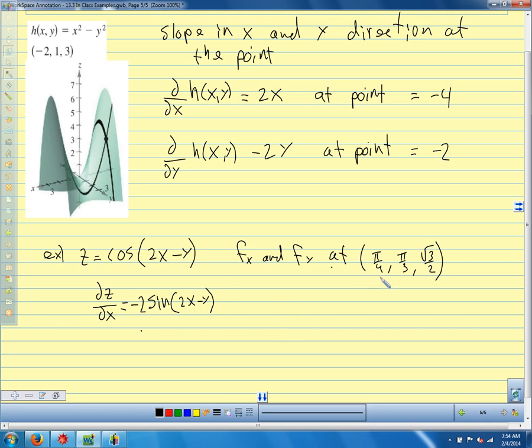And then I'm going to plug in my x and y here. So at the point, we get minus 2 sine of pi over 2 minus pi over 3. And when I evaluate that out, I get -1.